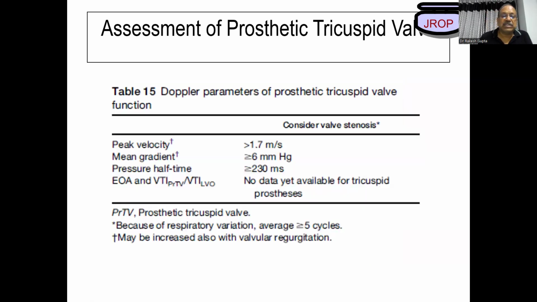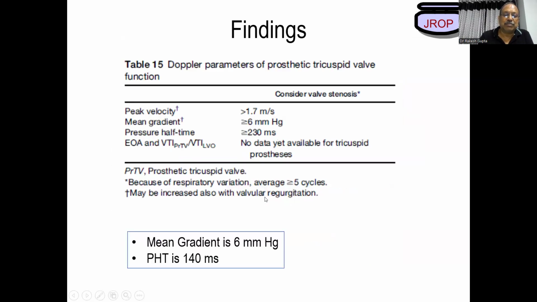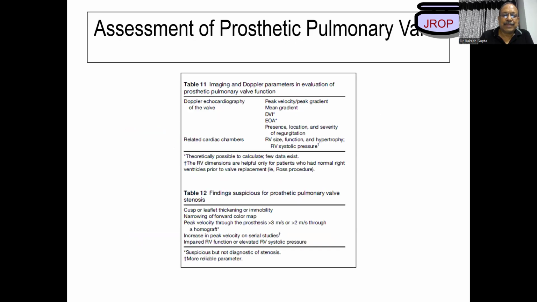Same thing, we look at the bioprosthetic valves. If the ratio is more than 1.7, the gradient is more than 6, pressure half time, and the ratio. And this is what has been available over a period of time. Now, though it does not say so, it is starting to find results.